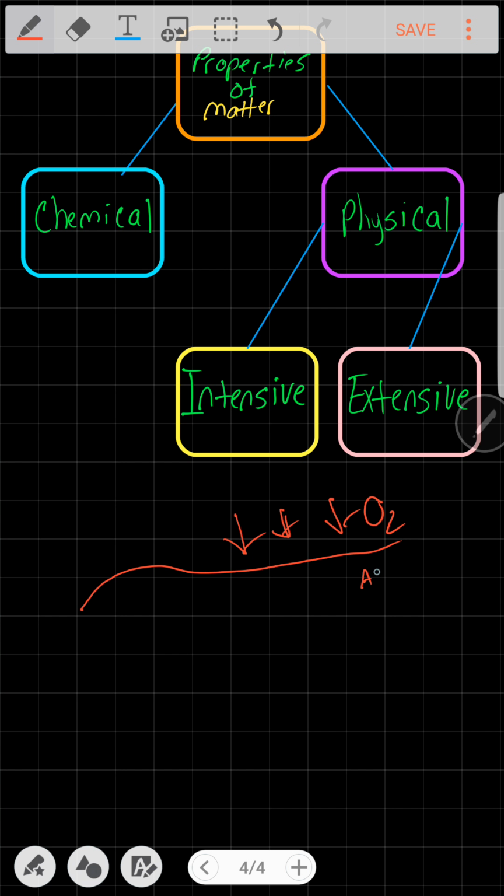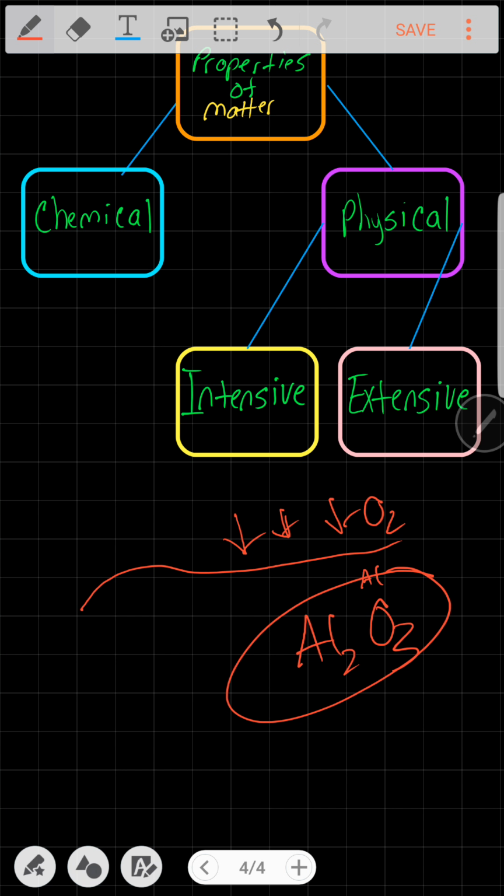So I have my aluminum, and then I have my oxygen, and then over time it's going to form aluminum oxide. So I have Al2O3, aluminum oxide. The very fact that aluminum allowed itself to bond with oxygen is a chemical property. Remember, a chemical property is just saying if and how something will react with another compound.